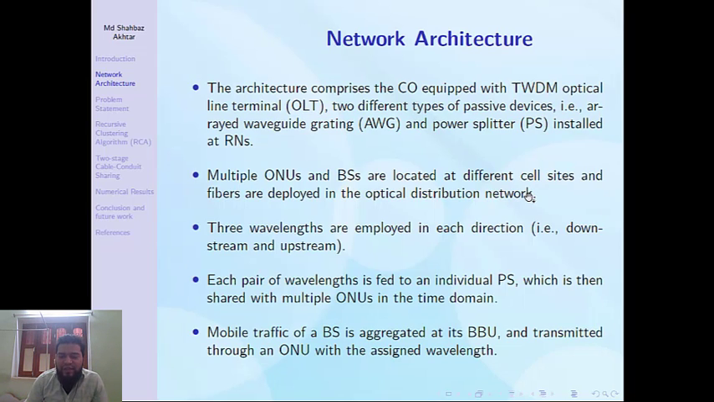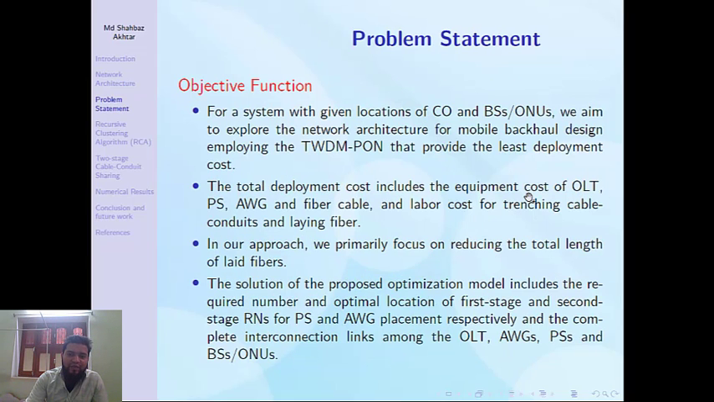As we have already discussed, the basic fundamental architecture of TWDM PON has four main components: the TWDM OLT port, the optical interleaver, two passive devices, the AWG and the power splitter, and the optical network unit, which is placed near the base station. All the traffic of a base station is aggregated at the corresponding BBU, and is then transmitted through the ONU with the assigned wavelength.